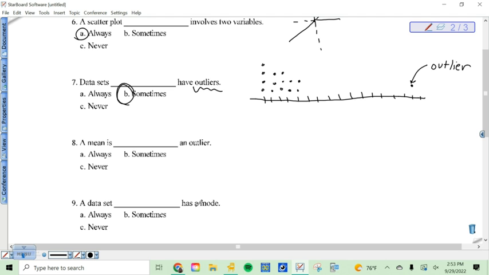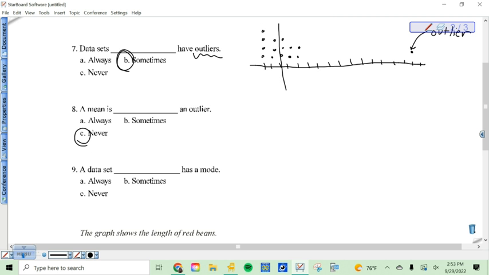What about this? A mean is always, sometimes, or never the outlier. Never, right? Yeah, because the median's going to be somewhere in the middle, right? The outlier is never anywhere close to the middle, so mean is never going to be an outlier. What about number 9? Sometimes, right? Sometimes we don't have a mode. 1, 2, 3, 4, 5, no mode, right?